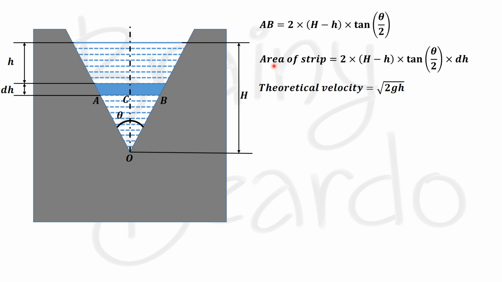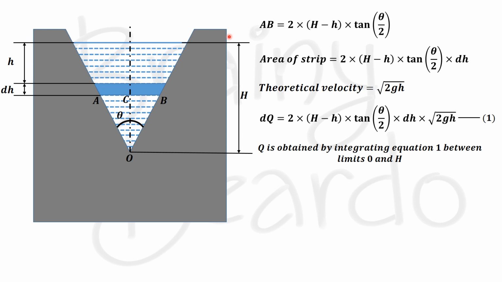Since we know the area of the strip and the theoretical velocity, when you multiply these two equations, we get dq. So, dq will be equal to 2 into capital H minus small h into tan theta by 2 into dh into root of 2gh. We will call this equation number 1. Now, to obtain the discharge of the entire fluid through the notch, we need to integrate this dq over the entire limits of 0 to H.